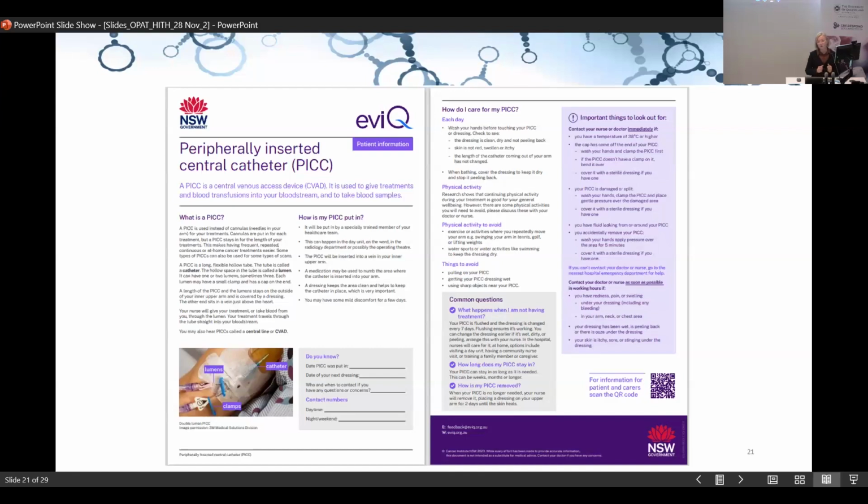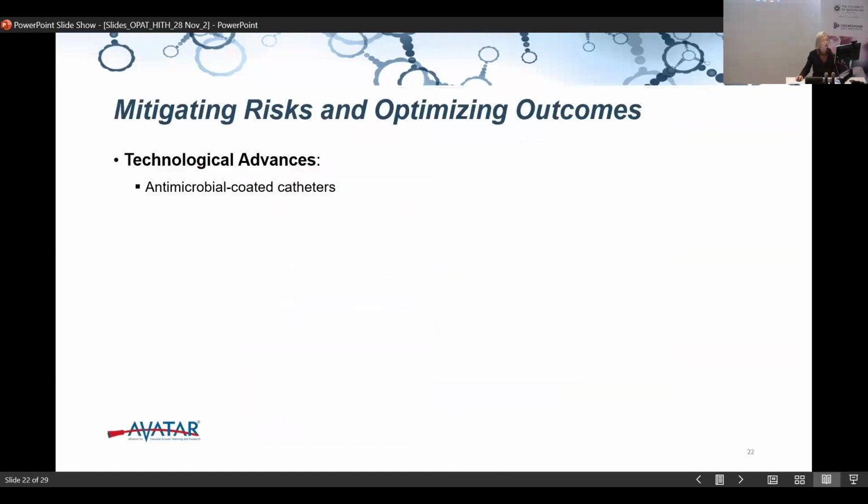And these things are really vital to ensure the success of the HITH program, that the patients are able to manage their devices and confident with that. Some of the other optimization outcomes, things such as technological advances like antimicrobial coated catheters.